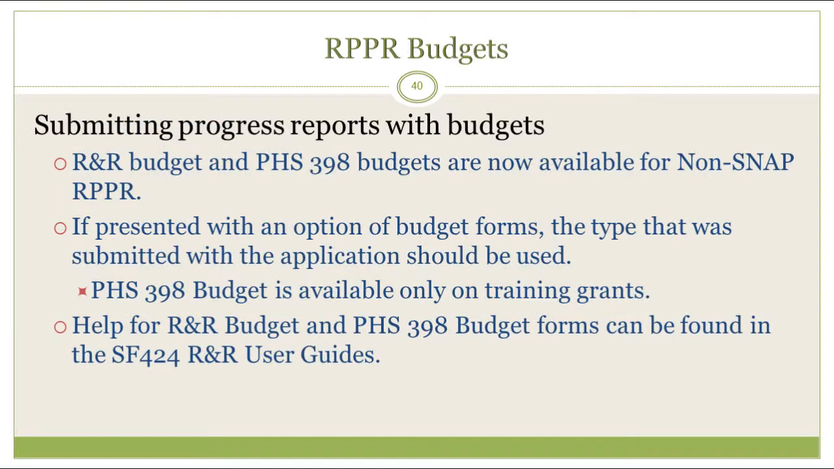It is important to note that when you're submitting a progress report with a budget that will be for the next year, NIH supports both the PHS 398 budget and the SF 424 budget. Check with your grant management specialist or the application to see which one you need if both are available. But if only one is available, that is the one that you are required to use.